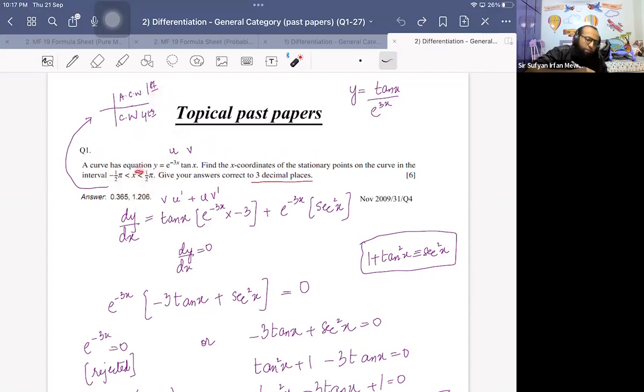A curve has equation y equals e power minus 3x into tan x. Find the x coordinates of the stationary points on the curve in the interval minus pi by 2 to pi by 2. Give your answers correct to 3 decimal places.